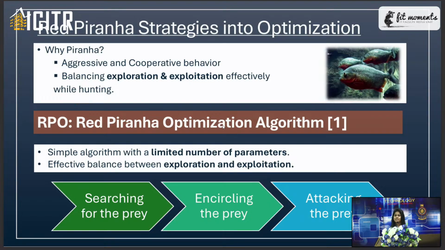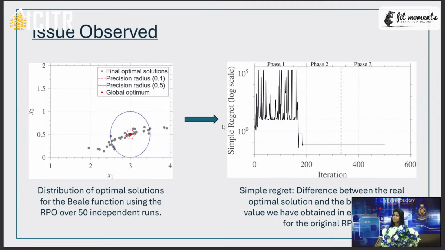This algorithm consists of three sequential phases, and these three crucial phases balance exploration and exploitation very effectively. In the first phase, they focus only on exploration. In the second phase, they perform both exploration and exploitation, and in the last phase, they focus solely on exploitation.